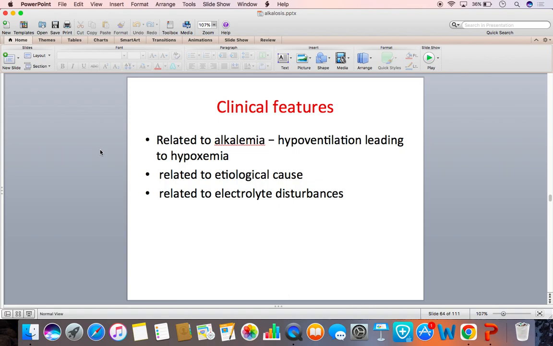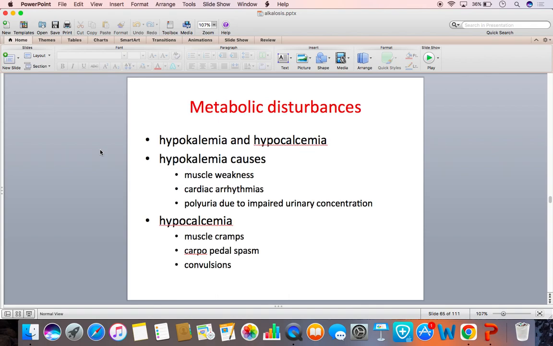So, metabolic alkalosis symptomatology or clinical features can be, first, related to alkalemia in the form of hypoventilation leading sometimes to hypoxemia. In an attempt to compensate for metabolic alkalosis, the lungs respond with hypoventilation, but it has to be limited, not to the extent of hypoxemia, right? Second, related to etiological causes and related to electrolyte disturbances: the manifestation secondary to the metabolic disturbances.